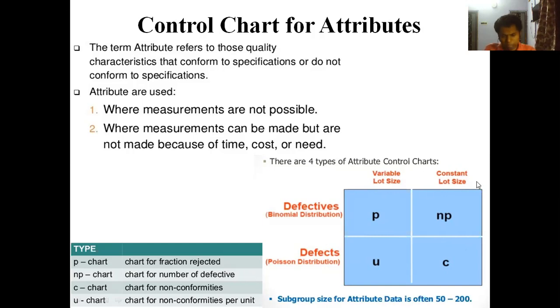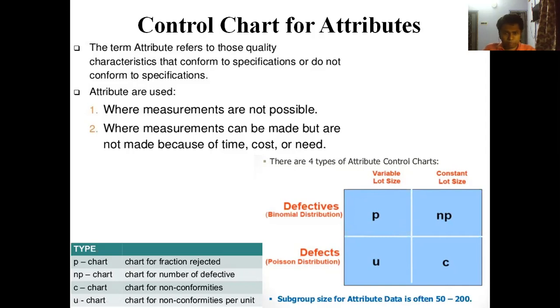That means in the case of all the lots, the number of products in each particular lot is equal, then that is known as a constant lot size. And if the sizes of the lots are not equal, then those are known as variable lot size. So NP chart and C chart are for constant lot size, P chart and U chart for variable lot size. And P chart and NP chart are used for defectives, and U chart and C chart are used for defects.